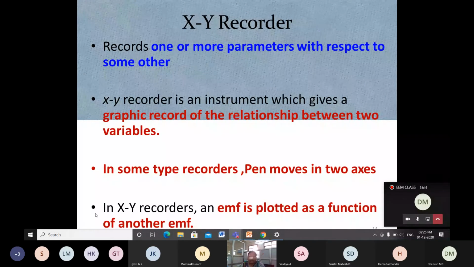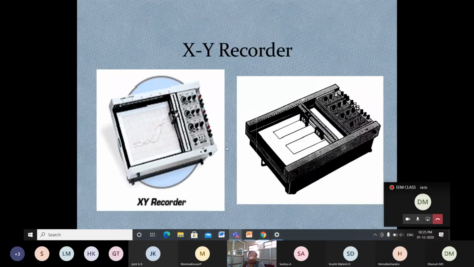Then in XY recorders, the EMF that is produced is plotted as a function of another EMF. One EMF is produced and one more EMF is produced. Both EMF values are noted down, or else recorded. That is what XY recorders are about.